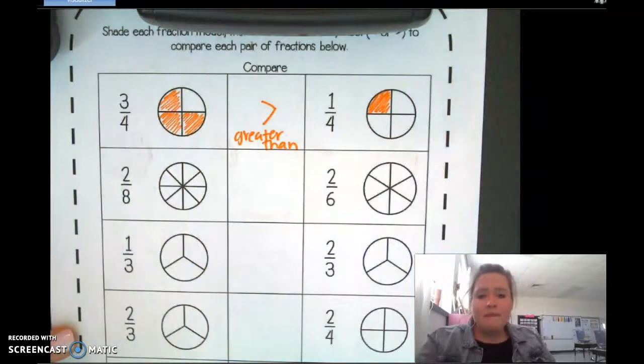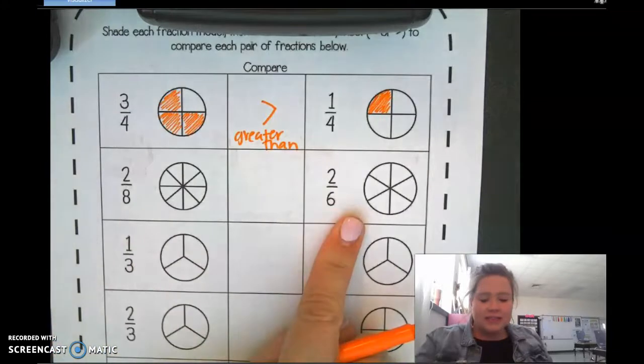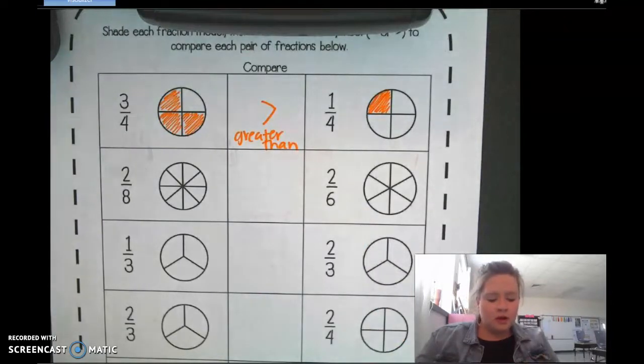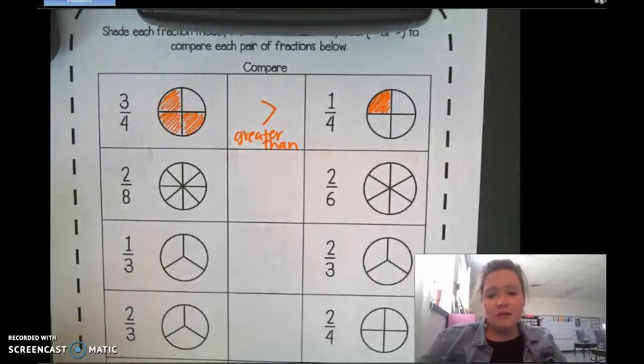Okay. 2/8 and 2/6. What part of my fractions are the same here? I know I heard it. Your numerators. Awesome job. All right. So I want you to get out your fraction strips and I want you to show me 2/8. And now let me see 2/6.